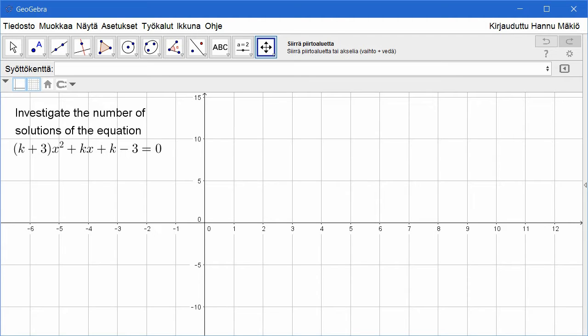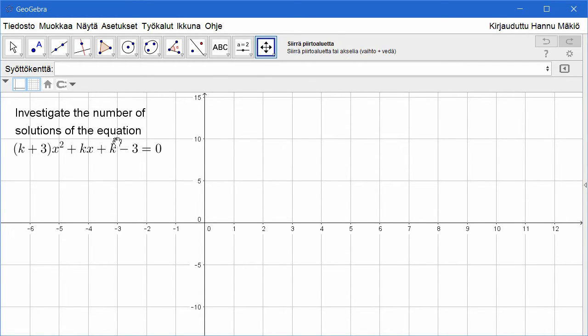Hello, this is Hanno Mäkiö and I'm going to show you how to use GeoGebra to find out how many solutions the following equation has. This equation depends on parameter k.